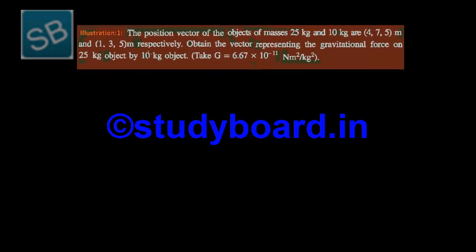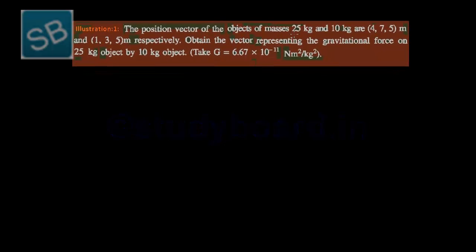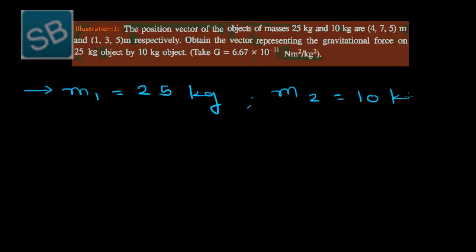Starting the first illustration, the position vectors of objects of mass 25 kg and 10 kg are given. So here basically two particles are given and the two particles are having different masses. M1 is equal to 25 kg and M2 is equal to 10 kg. Their position vectors are also given.